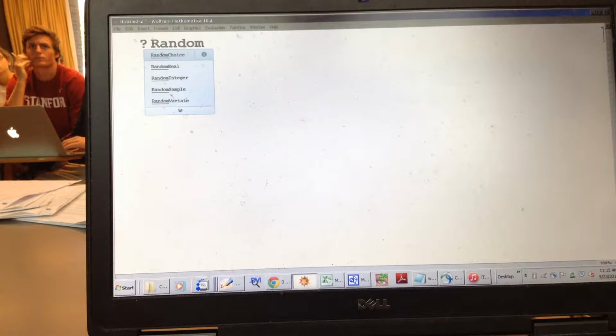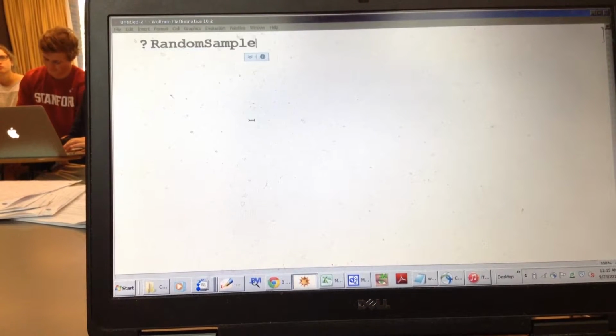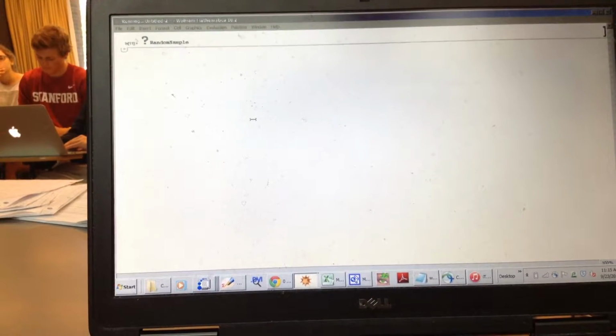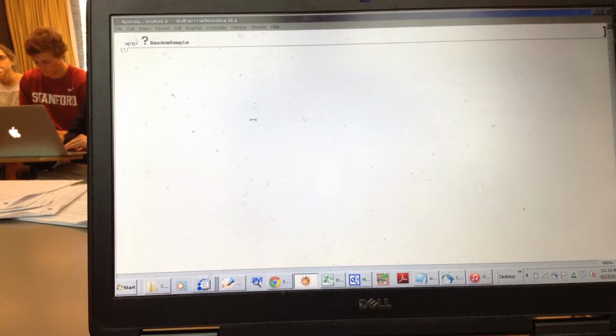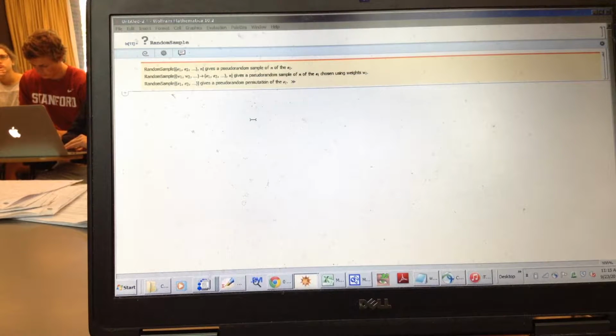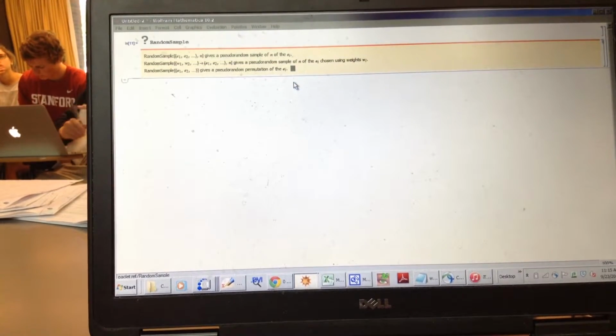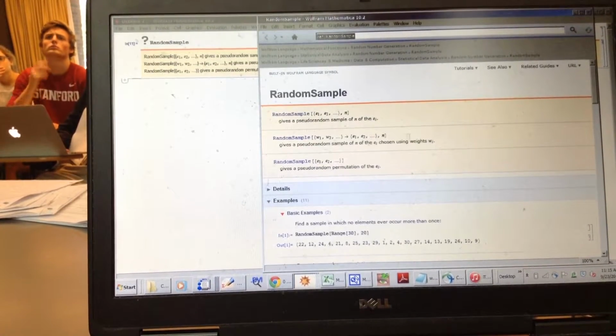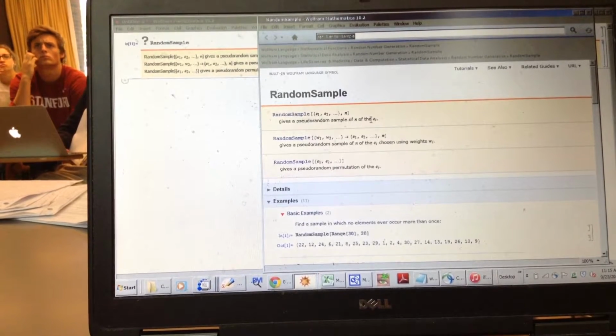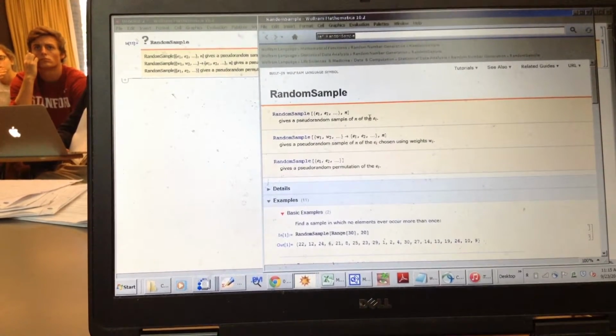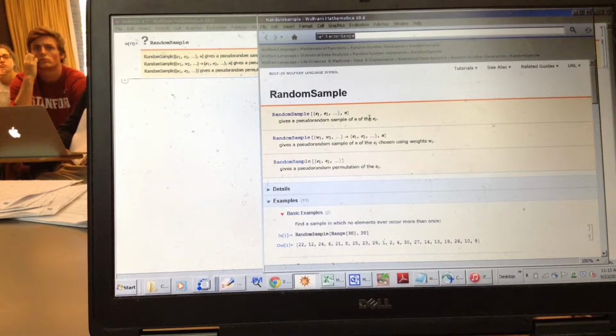What's great is if you do question mark and then start typing, Mathematica will tell you all the commands it knows that are similar. So I've got RandomChoice, RandomReal, RandomInteger, RandomSample. Ooh, RandomSample, that sounds cool. I wonder what RandomSample is. You do Shift-Enter to evaluate something in Mathematica, and it's thinking about what RandomSample is. If I click on the little blue thing at the bottom, it expands these things out. It gives a pseudo-random sample of n of the elements. So you can tell it how many you want it to take.